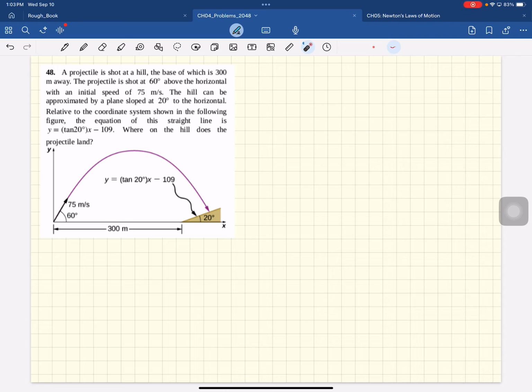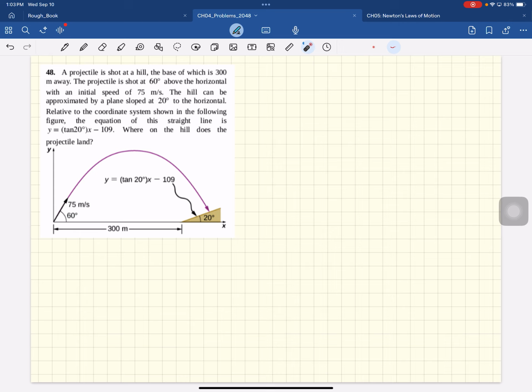Okay? It's shot at a hill, the base of which is 300 meters away, so this is 300 meters. You shoot at a 60-degree angle with an initial speed of 75 meters per second. The hill can be approximated by a slope at 20 degrees to the horizontal relative to the coordinate system shown.